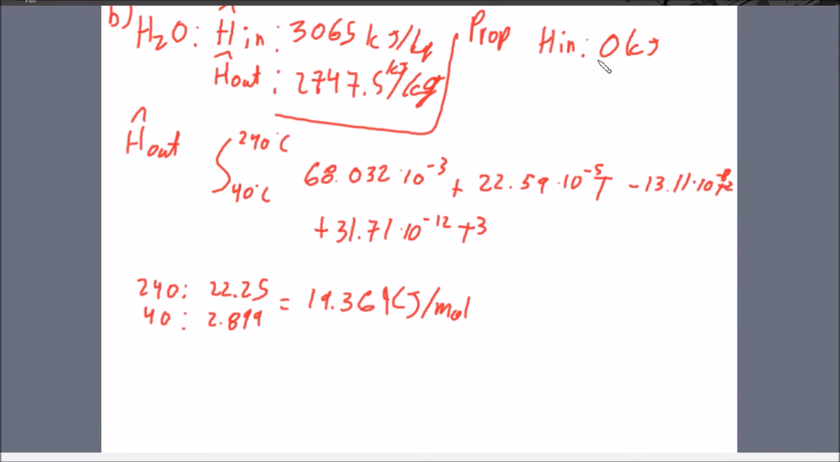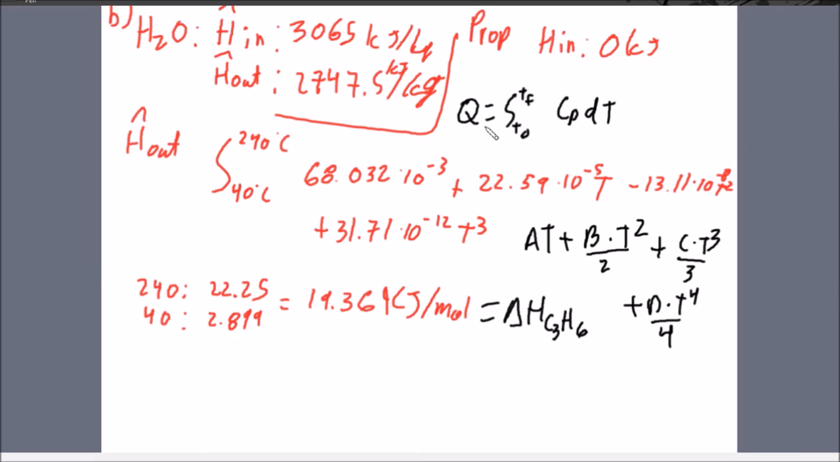Now, for enthalpy coming out, we have to calculate the difference between the enthalpy at 240 and at 40 degrees. In order to do that, you use this equation here. I have the math set up already for you, but the equation is that energy is equal to the change in temperature times the specific heat capacity over your temperature interval. Okay, so this is the base equation.